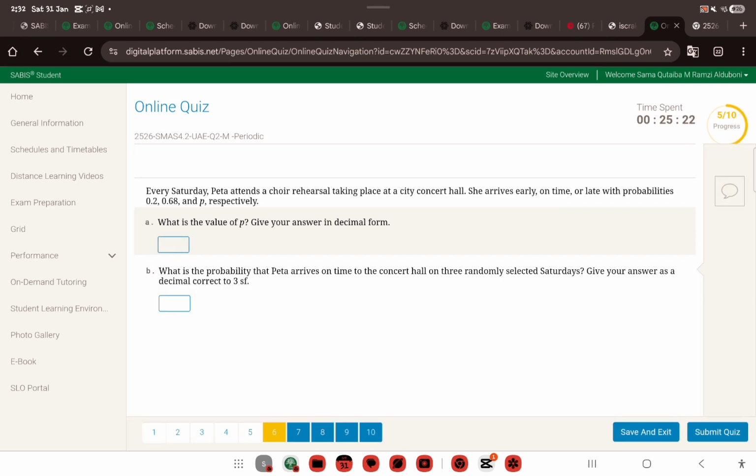Every Saturday, Peta attends a choir rehearsal taking place at a city concert hall. She arrives early, on time, or late with probabilities. So early, the probability of E is 0.2. The probability of on time is 0.68. And the probability of late is x. We need to find it. What is the probability of late, which is P in this case?